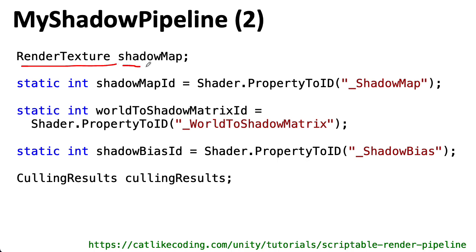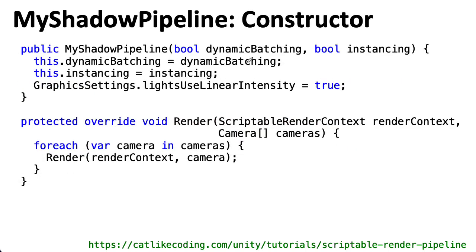So here we're going to define a render texture to hold our shadow map. We then create some ID variables so that we can refer to our shadow map, world to shadow matrix, and shadow bias as they appear in the shader code. Now, we could refer to these various properties with these strings, but it's faster to refer to things using these integer IDs.